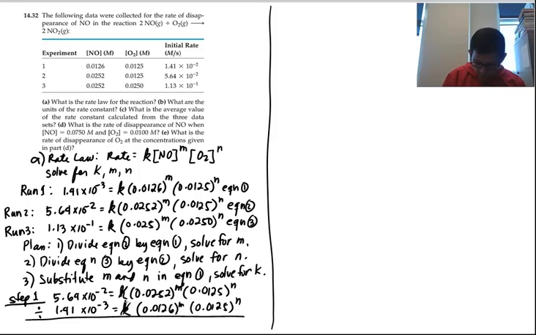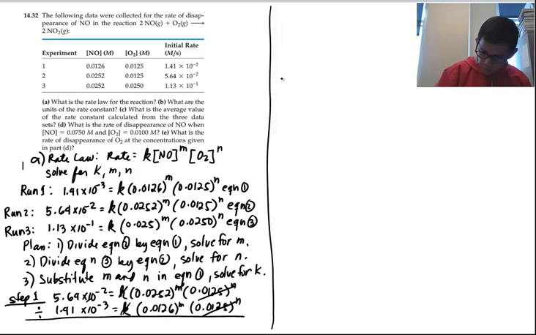Okay, so you divide those two equations. The k's cancel. 0.0125 to the n, they cancel. And so we're left with, if you divide 5.64 times 10 to the negative 2 by 1.41 times 10 to the negative 3, you should get 4. So 4 is equal to 0.0252 over, oh, I'm running out of space. So let me move to the right side of the screen.